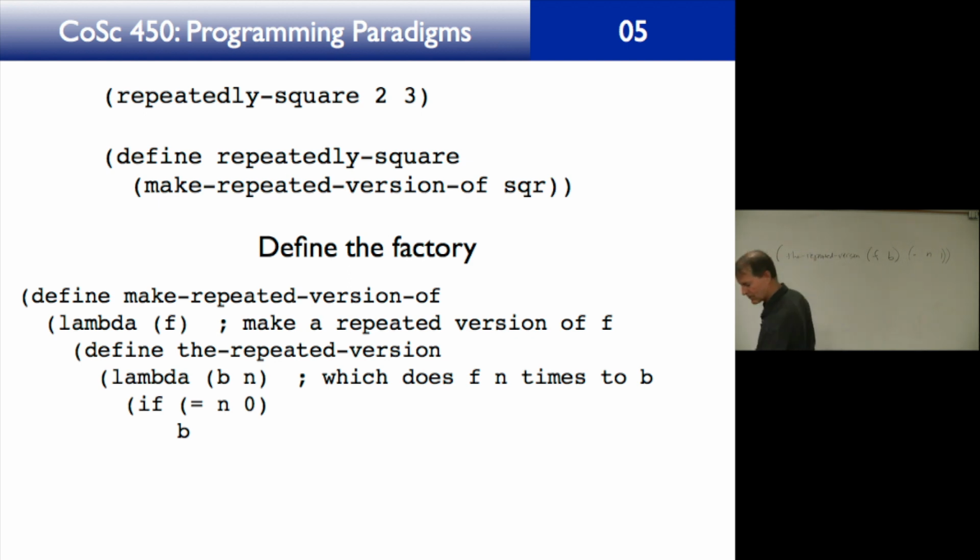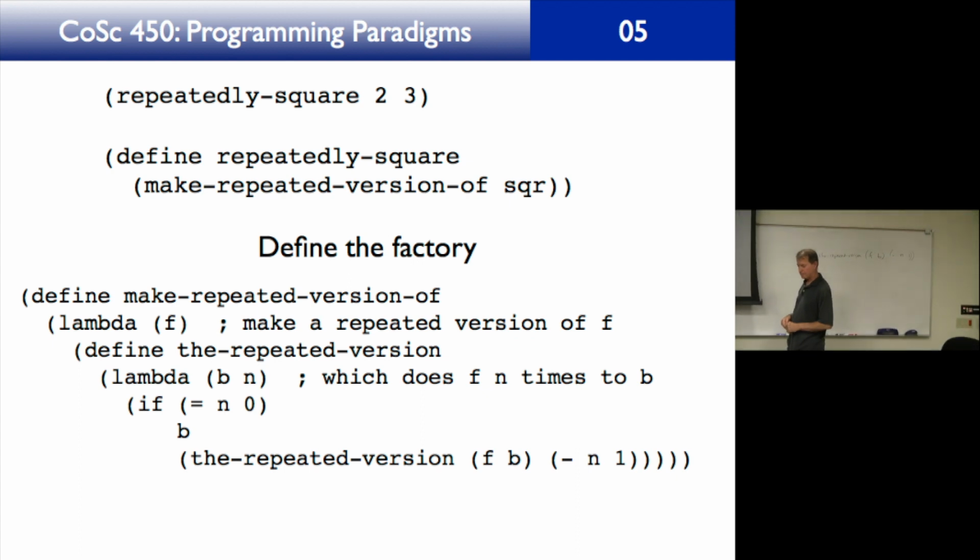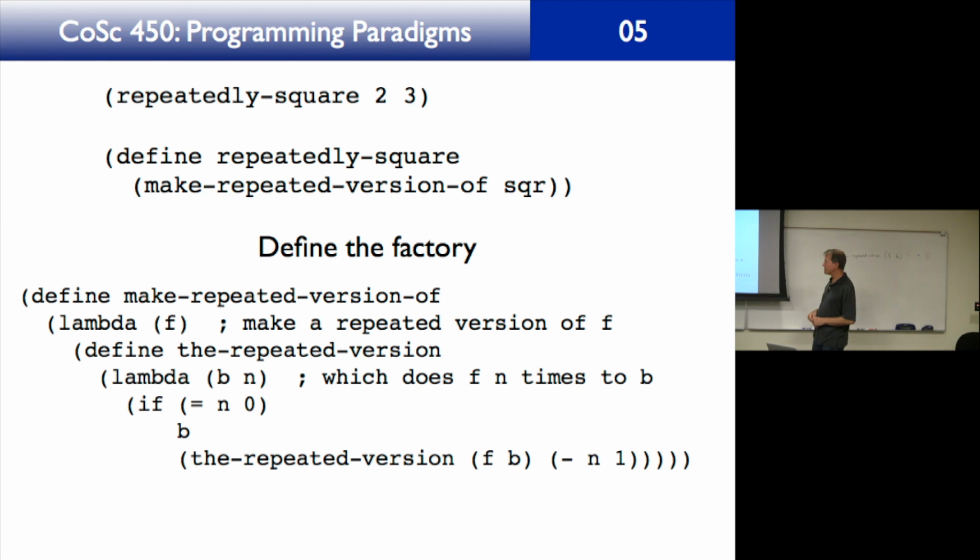Let's see if we did it right. The repeated version of FB minus N1 per n. Excellent. I think you're with me. So does this only work for functions that have 1 parameter? Or you have to write a different factory for a different number of parameters? Yes, the answer is yes. This only works for returning functions that have 2 parameters.